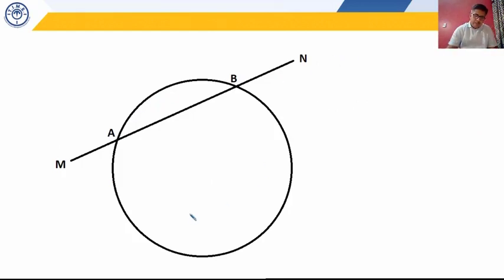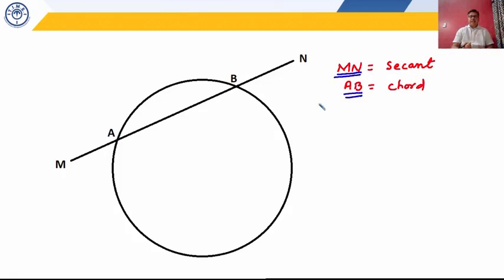Let's say we have a circle. Such a line is called, can I say, MN is secant. The line which passes through the circle at two points is called secant, and AB is a chord of the circle. So we must be ready with this nomenclature. MN is secant and AB is chord.